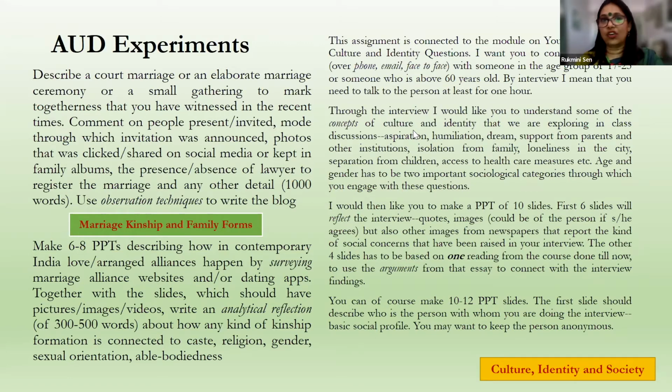Describe a court marriage or an elaborate marriage ceremony or a small gathering to mark togetherness that you have witnessed in recent times. You would realize that in this, I have already made 3 kinds of concepts connected with marriage, kinship, and family forms. It could be a court marriage. It could be an elaborate marriage ceremony, which is the most common thing that we see.